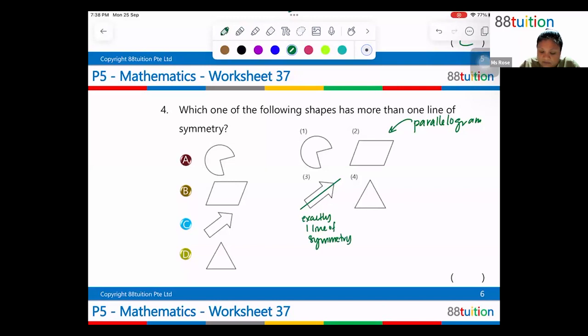What about this? You have also one line of symmetry. Can't you do sideways? No. This one has no line of symmetry.